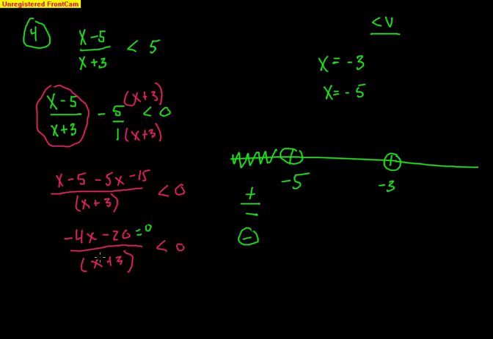Negative 4 times negative 4 is positive 16. 16 minus 20 is a negative. On the bottom, negative 4 plus 3 is a negative. Two negatives make a positive, and I'm not looking for positive in this particular problem.